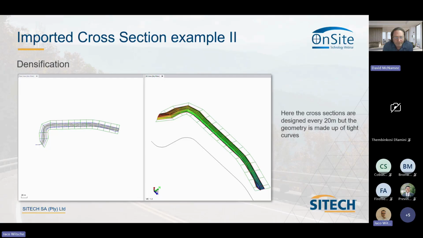Next slide, please. Here's another option that I'll explain and actually shows you easier or better how densification works. So again, we've got this cross-section data that we've imported from a third-party software. These are a 20 meter separation. However, if you look on the right-hand view, you see that the actual true geometry has some pretty tight curves on there.